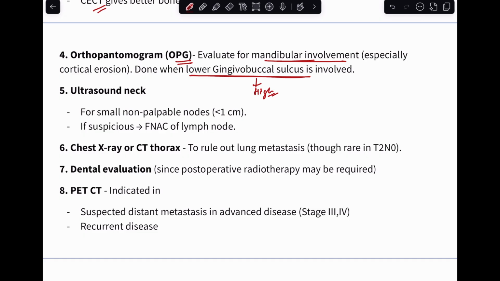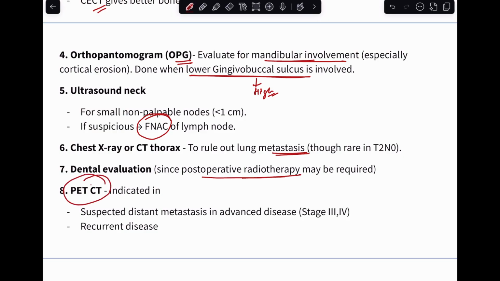Next is ultrasound of the neck. Now, ultrasound of the neck is done for finding out small non-palpable nodes, and if we are suspicious, we can even combine it with the FNAC of the lymph node. Next is chest X-ray or a CT thorax. This is usually done to rule out lung metastasis, though the chances of metastasis is very rare over here in our case. Dental evaluation might be required. This would be more in terms of treatment planning because post-operative radiotherapy sometimes may be required.